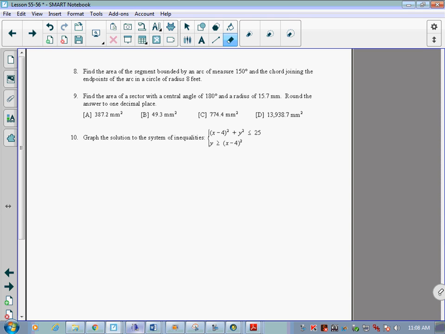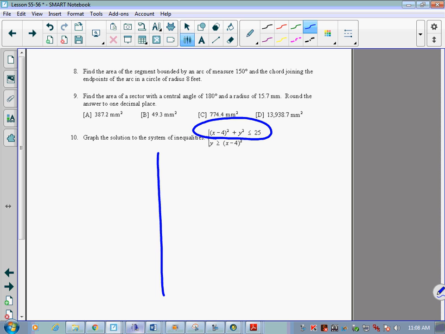All right, our last part here, number 10. It says graph the solution to the system of inequalities. You'll notice that this first one up here is the equation of a circle where we are 4 to the right and 0 up, right? 1, 2, 3, 4, right? And I'm there, and I've got a radius, it says is less than or equal to 5, right? So my shaded region is inside the circle is what we're saying.